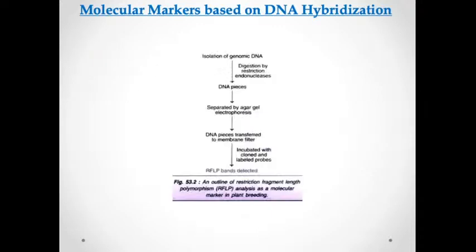So let's check the figure. That's what I have explained to you, shown in a stepwise manner. First you isolate the DNA, then digest it with restriction endonucleases, then separate the DNA pieces by gel electrophoresis. Then these are transferred to a membrane filter, then incubated with the cloned and labeled probes, and then RFLP bands are detected.